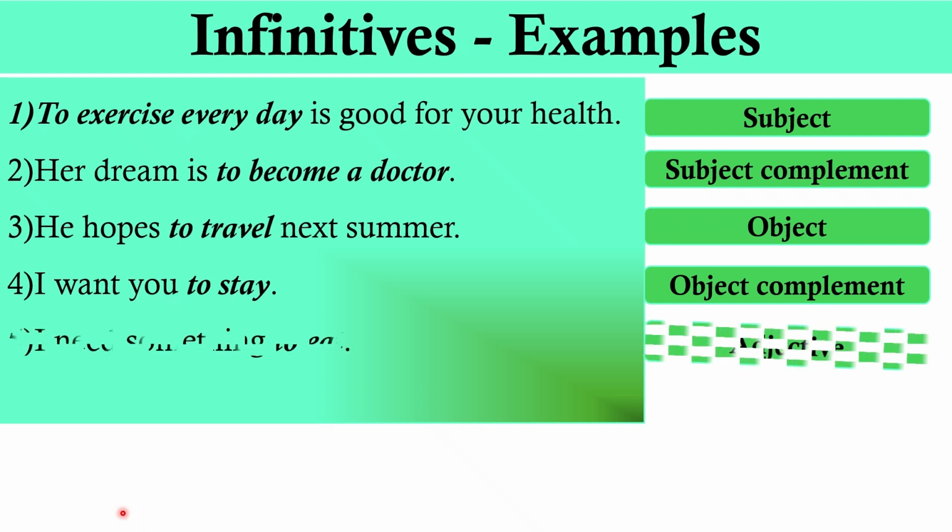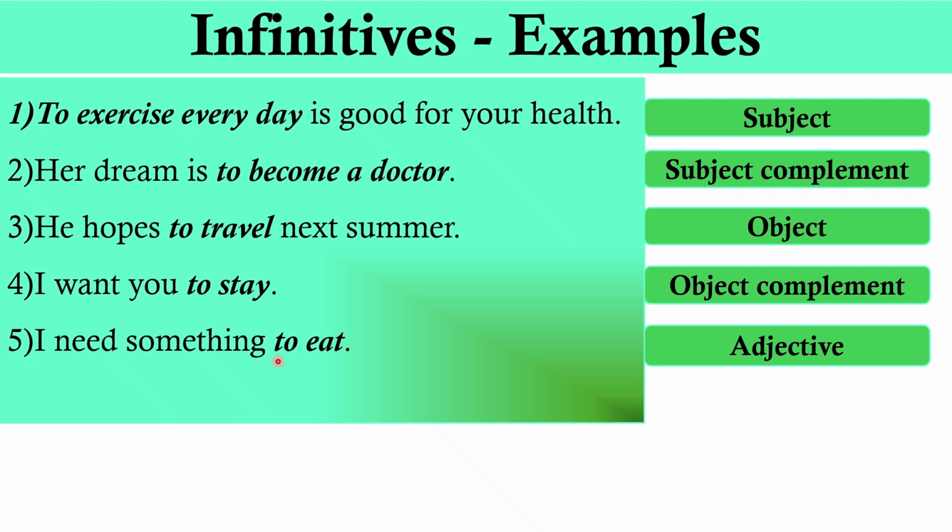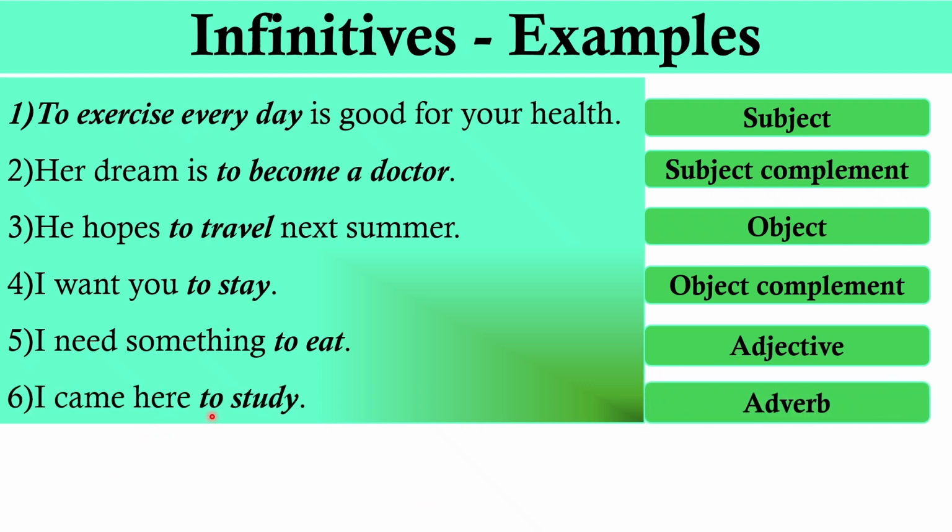Next, I need something to eat. In this sentence, to eat describes the noun something. It tells us what kind of something I need, the job of an adjective. And finally, I came here to study. Here, to study modifies the verb came. It explains why I came, which is the job of an adverb expressing purpose. So, infinitives are simple, but they are very flexible. Now that you know what they are, let's look at how we use them.